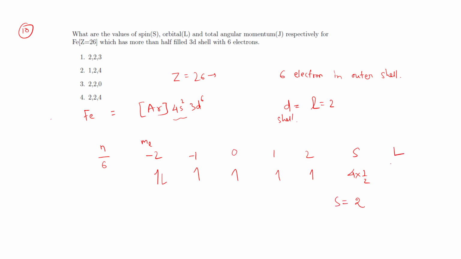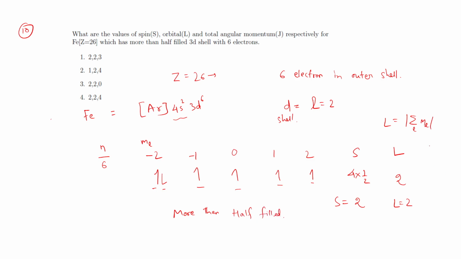Now L will be what? L is the magnitude of the sum of ML. The -1 cancels the 1, the 0, and the 2 cancels the -2, so it is just 2. So L will also be 2. If you sum over all of this, it is -1 plus 0 plus 1 plus 2 -2 -2, and you have to take the magnitude of that. So L is equal to 2, and you see this is more than half filled.